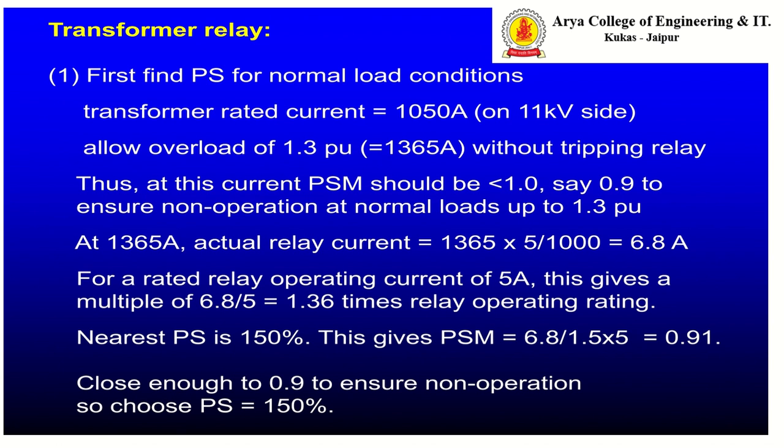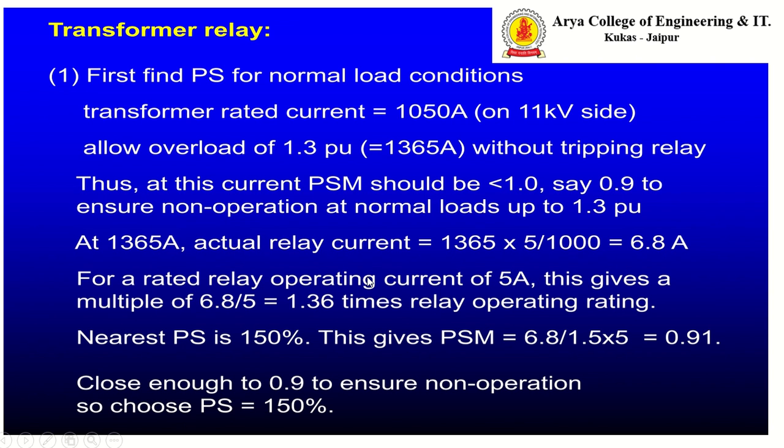For the transformer relay, we first have to find out the plug setting for the normal load condition. The transformer rated current is 1050 ampere on the 11 kV side. Loading is allowed up to 1.3 per unit, which equals 1365 ampere, without tripping the relay. Thus PSM should be less than 1.0, so 0.9, to ensure non-operation at normal loads up to 1.3 per unit. Now at 1365 ampere the actual relay current is 1365 into its CT ratio 5/1000, which is equal to 6.8 ampere.